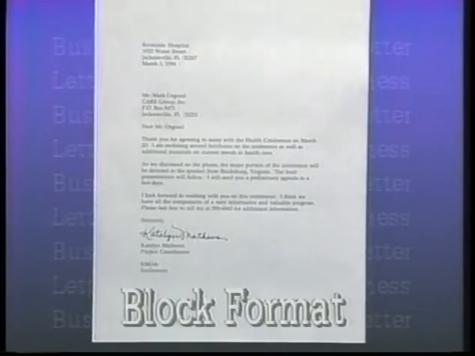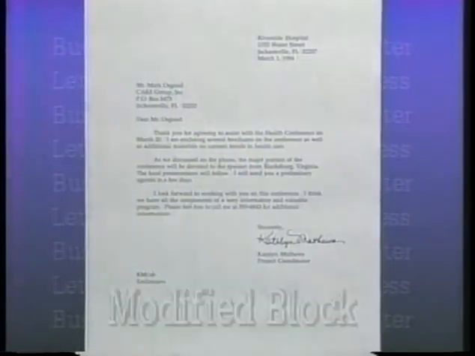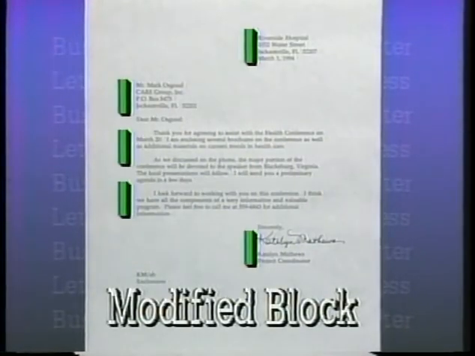In the block format, everything is typed flush left or left justified. There are no indentations. The heading, inside address, salutation, the letter itself, and the closing are all lined up along the left-hand margin. In the modified block format, the heading and closing are indented, as well as the first line of each paragraph. If any lists are contained in the body of the letter, they are also indented.